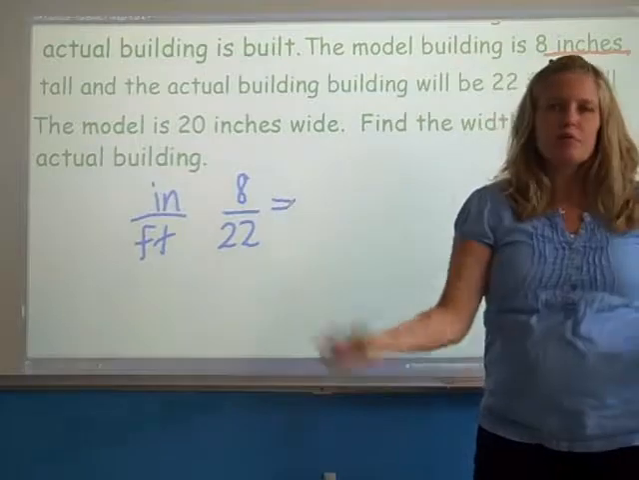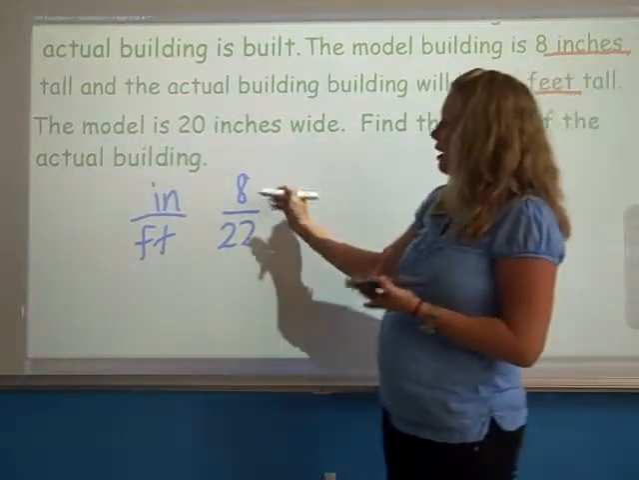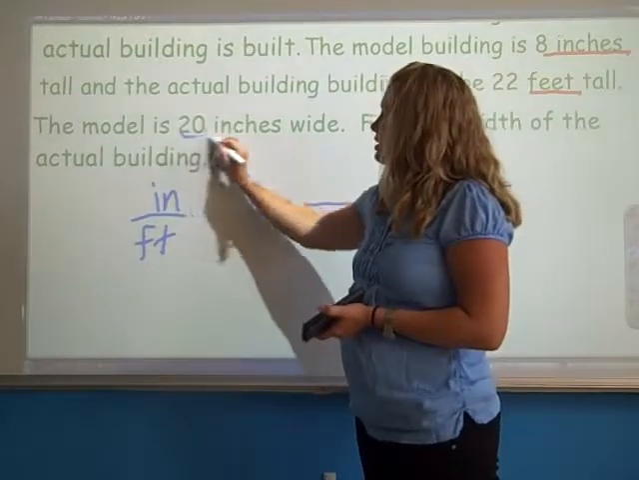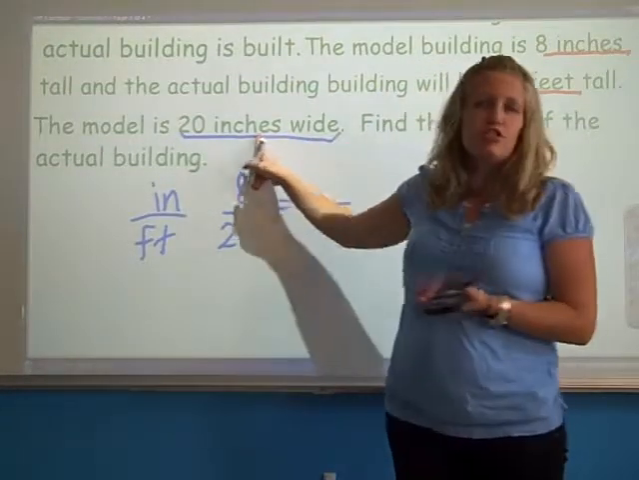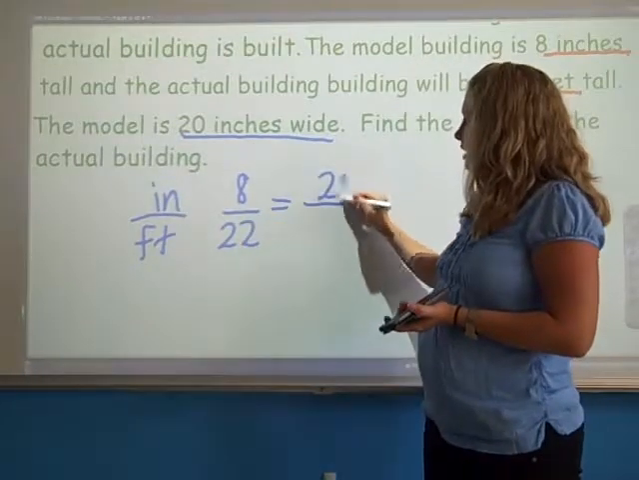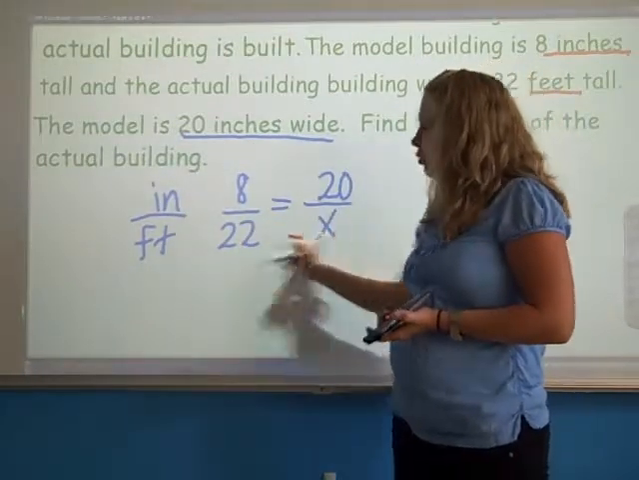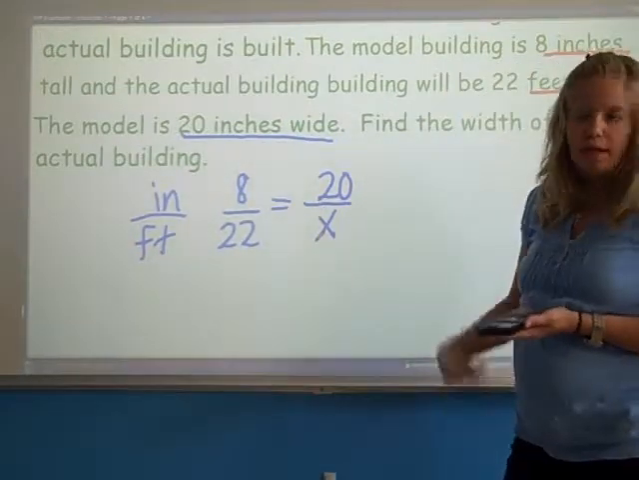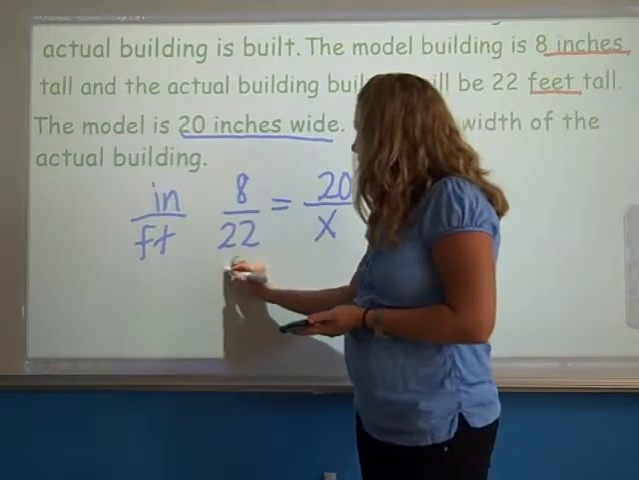Equals. There's always going to be a third number. You just need to figure out where to put that third number in the other fraction. 20 inches wide. It's an inches unit. Inches are on top. So 20 here. And we want to figure out what is the feet that goes with that. So now we have our proportion set up. We do our cross products and we solve.